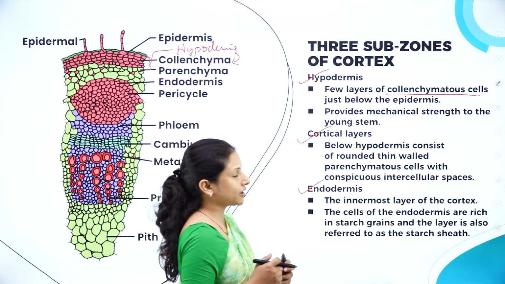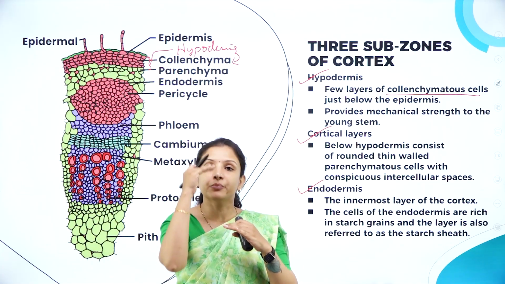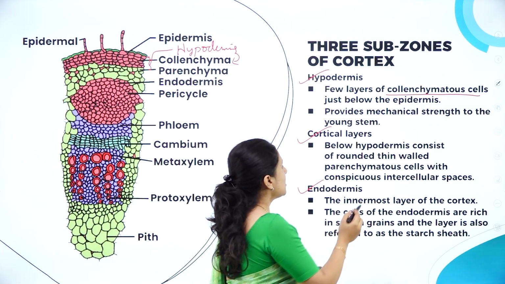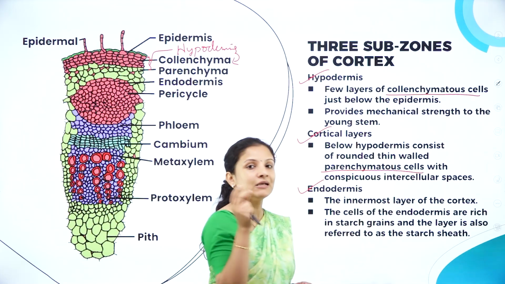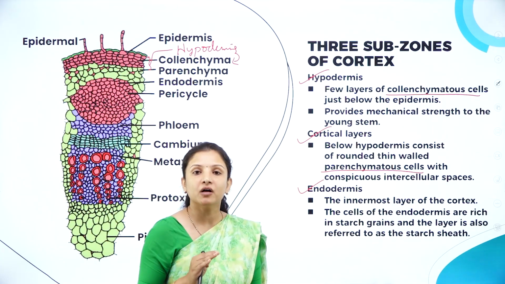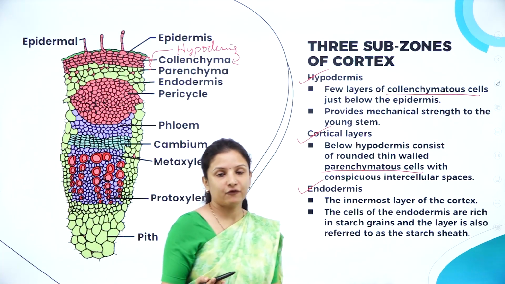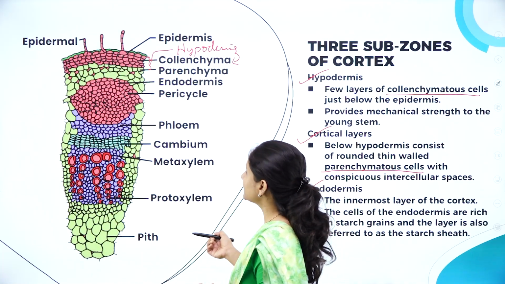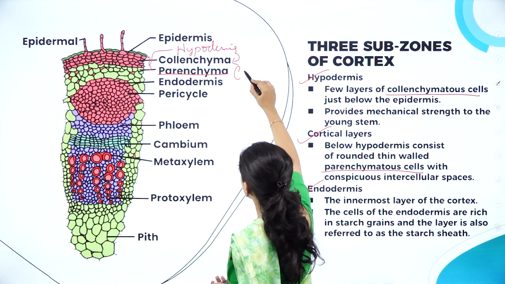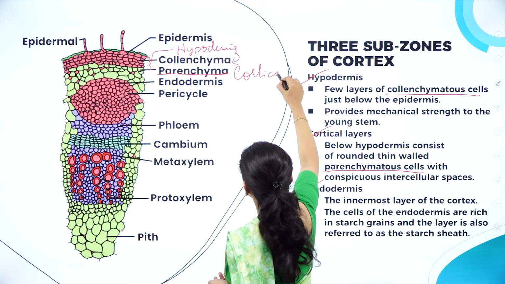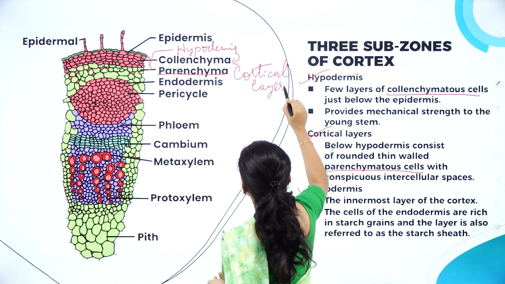Next, moving to the cortical region. This cortical region is a few layers of cells which are present below the hypodermis. And what is it made up of? It is made up of parenchyma cells which are round in shape and covered by a thin wall. So, because they have a thin wall, they have spaces. This parenchyma layer which forms the cortical layer is the second subzone of the cortex.